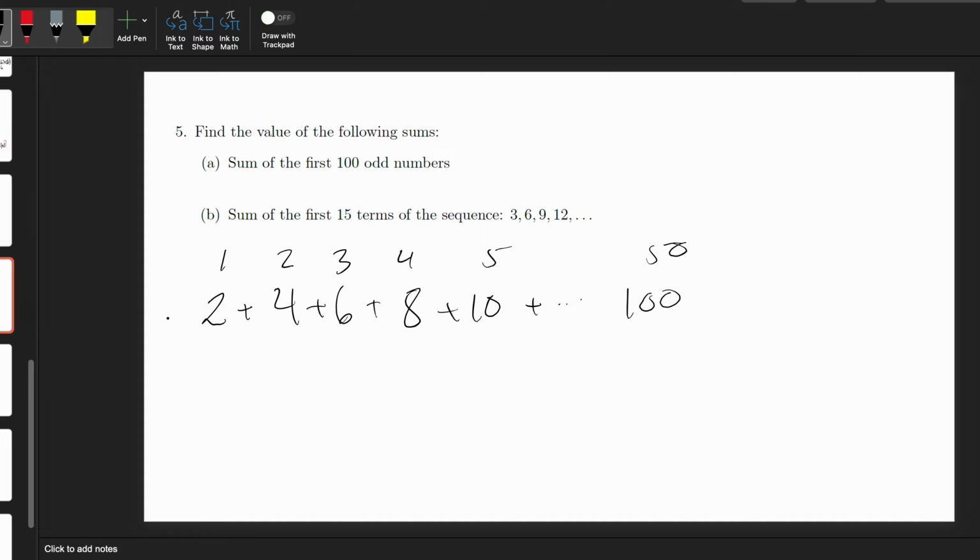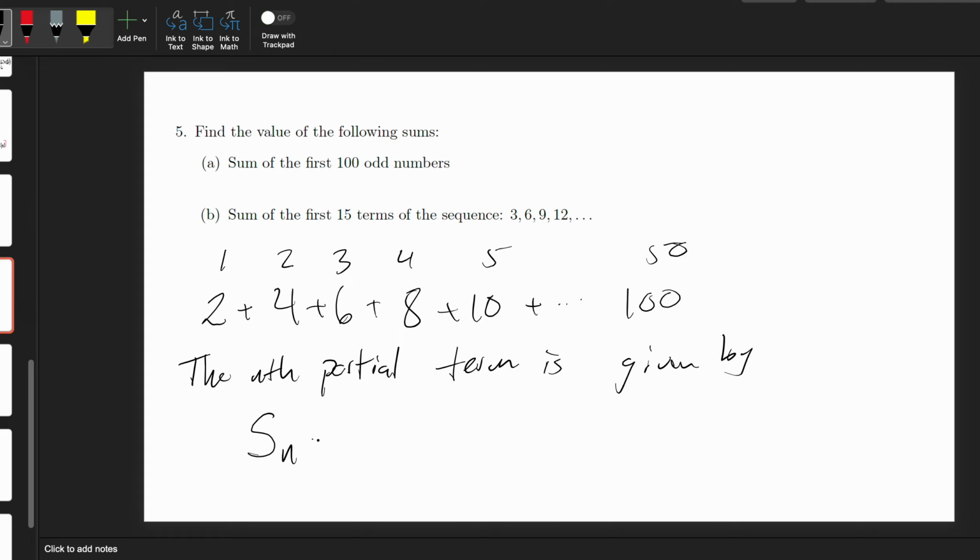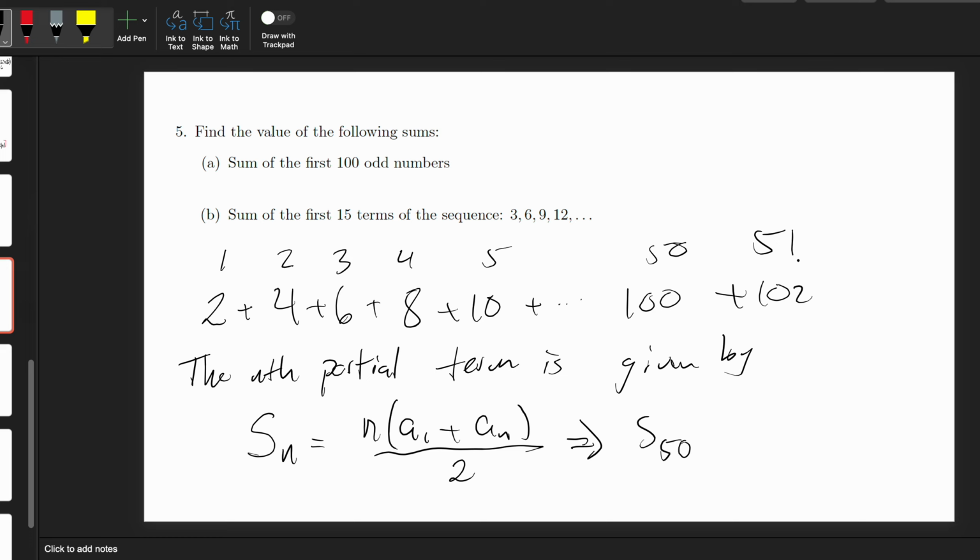Well, actually, there's a handy-dandy formula. We say that the nth partial sum is given by S sub n equals n times a sub 1 plus a sub n, all over 2. So if I want to know the 50th partial sum, this just means the 50th partial sum. If it was up to 102, it would be the 51st partial sum.